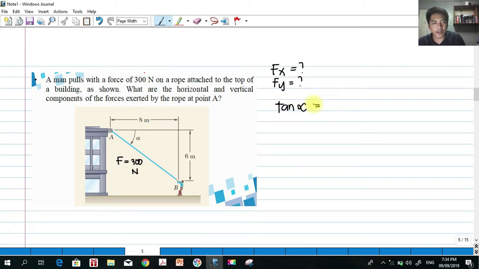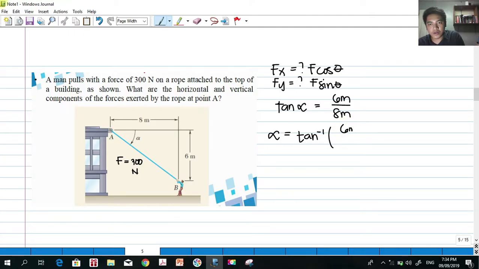Tangent of alpha. Tangent is TOA, opposite, which is 6, over adjacent, which is 8 meters. If I'm going to get alpha, I want to get that because I want to have an angle here, because definitely I will be using that theta here, and then I don't have the theta. So we have 6 meters over 8 meters. Meters will cancel. That alpha is actually 36.87 degrees.